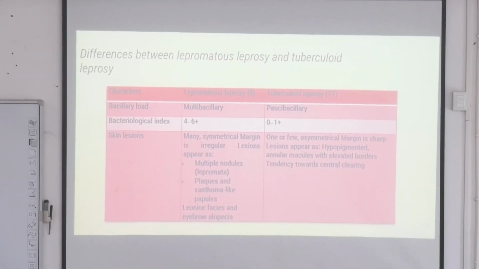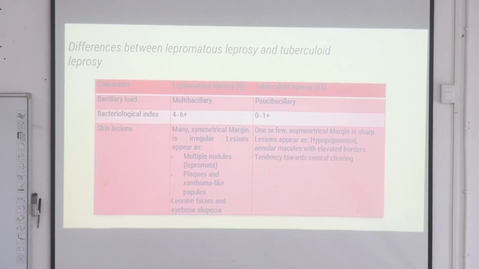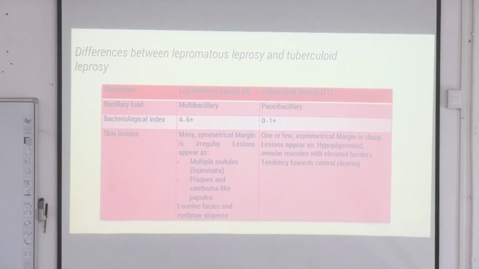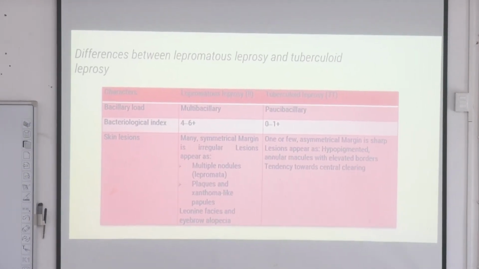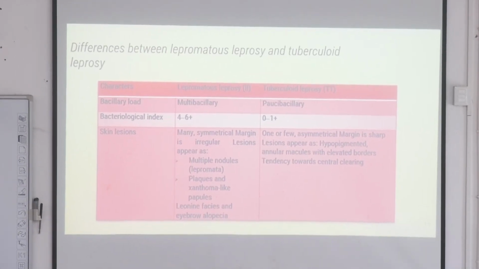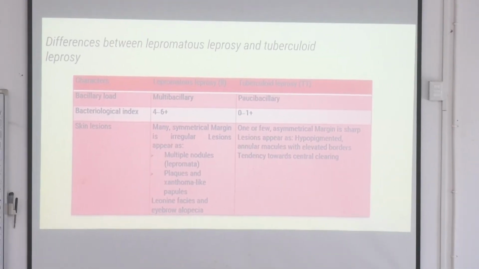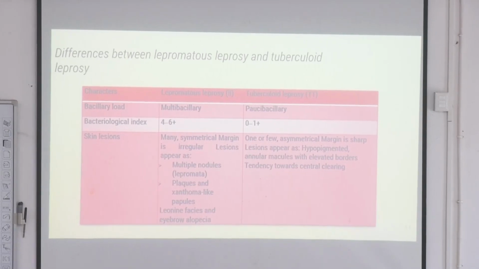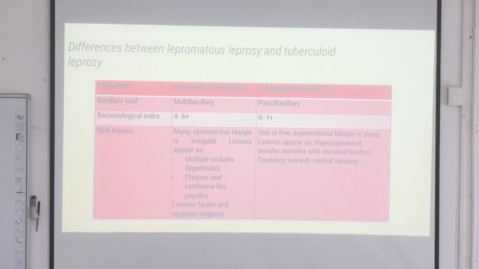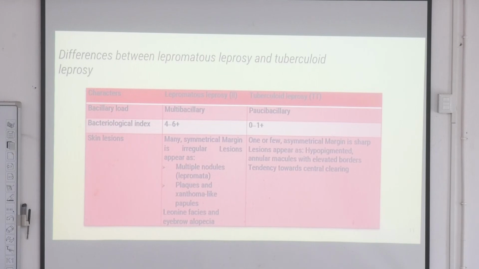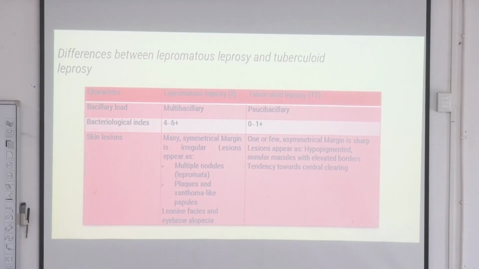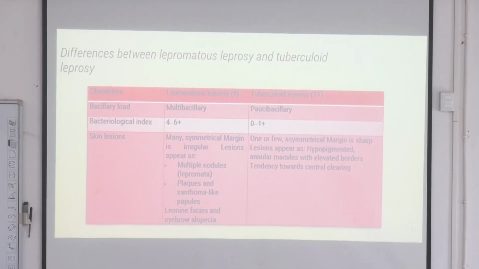Now, what is the difference between lepromatous and tuberculoid leprosy? These are the two extreme forms of classification. One is lepromatous type, one is tuberculoid type. The lepromatous type is multibacillary, the tuberculoid type is paucibacillary. This is the bacteriological index. When you read the lab diagnosis, you will go through the bacteriological index.